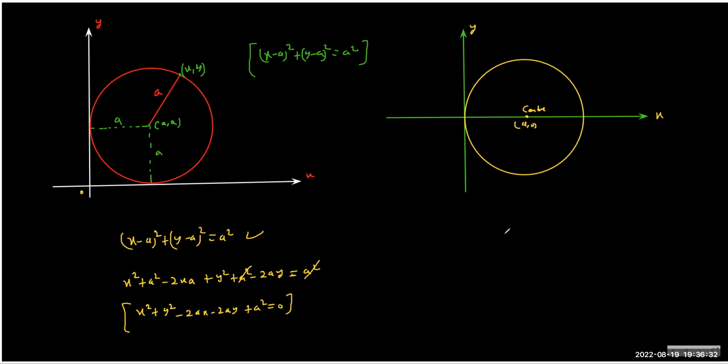(x minus alpha) square plus (y minus beta) square equals a square. So what is the equation of circle? Tell me, guys. So what is the equation? Sir, (x minus a) whole square plus y square equals a square. Very good.